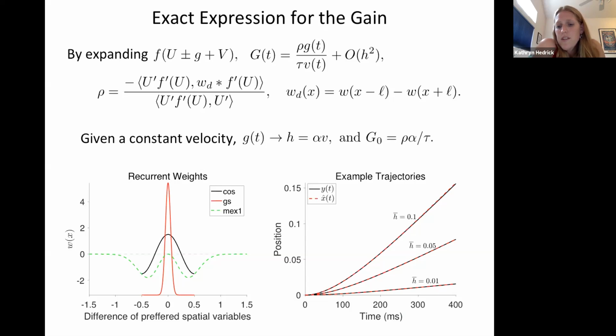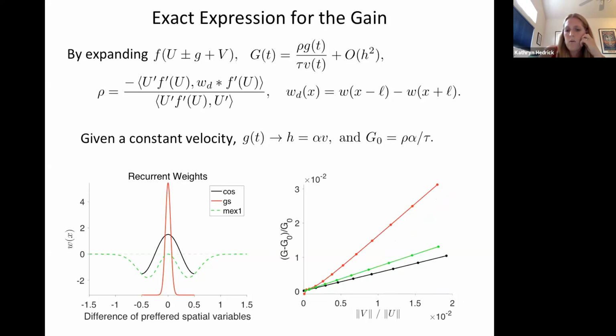Some example trajectories. So this is a smooth velocity, but it converges to a constant. Here, when the H is 0.1, that's about 15% of the peak of the activity bump. So pretty large compared to what people usually consider. And we still see very good agreement between the black, which is the actual trajectory, and the X hat, which is the encoded spatial variable. When we look at the errors, we see they're pretty small, about 2% for translation invariance and up to 3% for the gain.